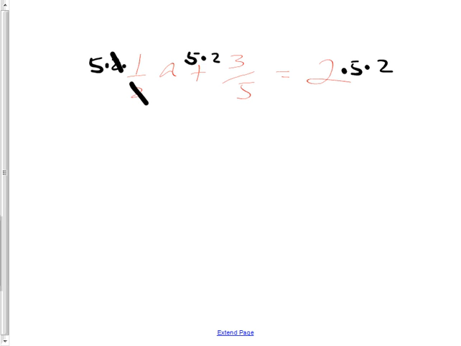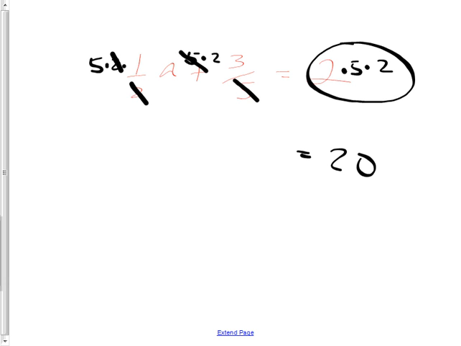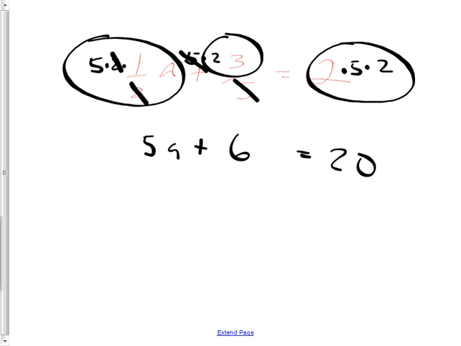This 2 cancels this 2. This 5 cancels this 5. And this is just a big number to multiply. 5 times 2 is 10, times 2 is 20. Back over to here, I have 5 times 1a, and that's just 5a, plus 2 times 3 is 6. And now isn't that a baby equation from there?